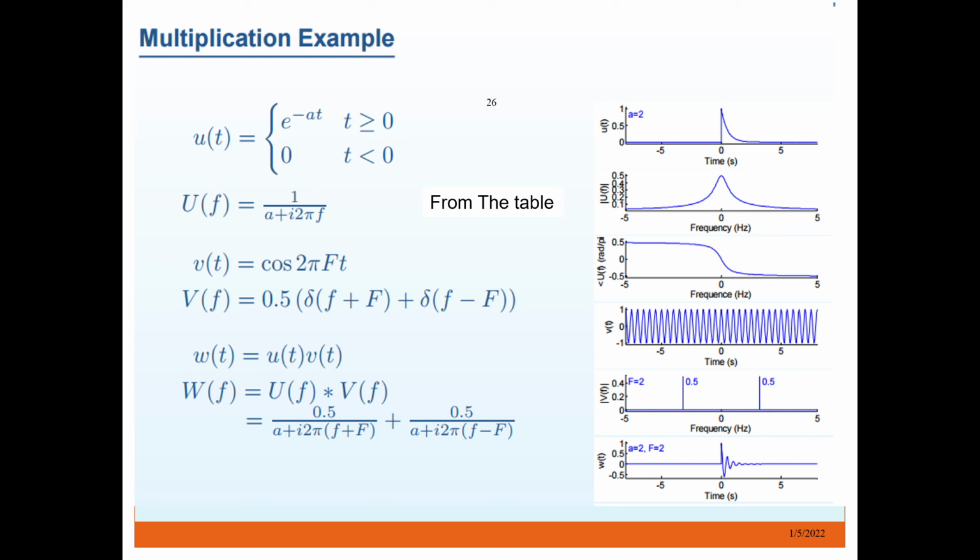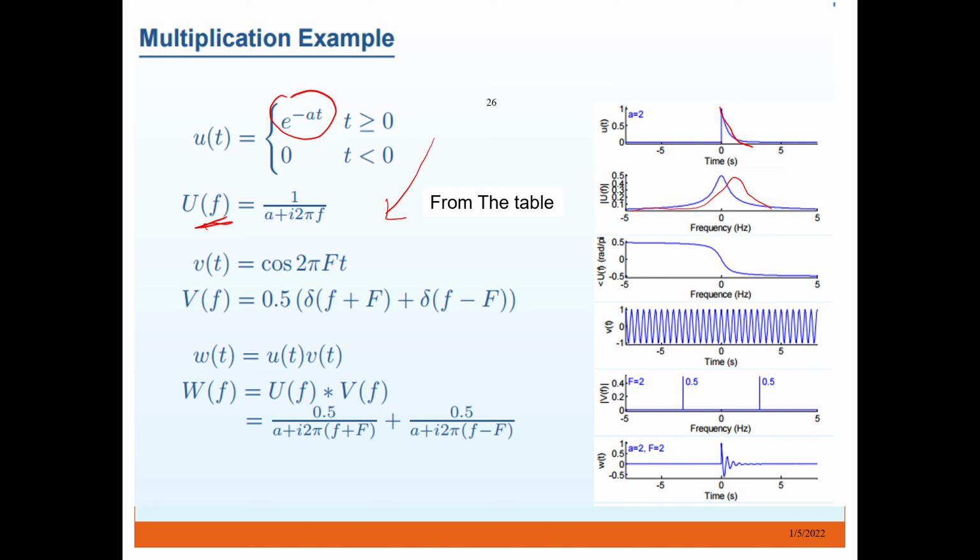This is the function. The function says that for t larger than 0, the equation is e to the minus at. So the function can be transformed into the Fourier transform F. The transformation will become 1 over a plus i 2 pi f, or j here. You can use either i or j. So if we plot it, it will become like this.